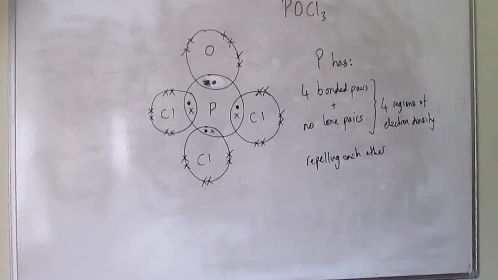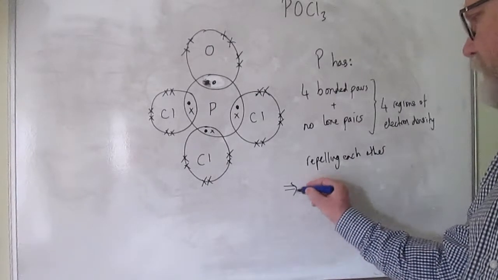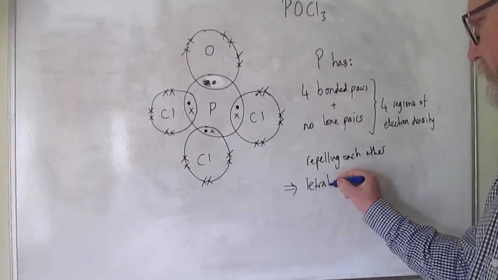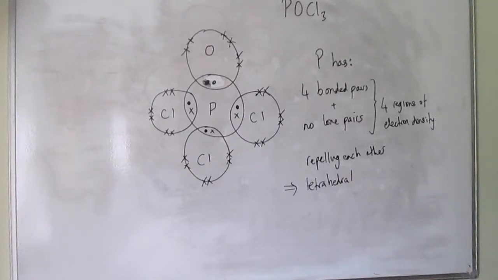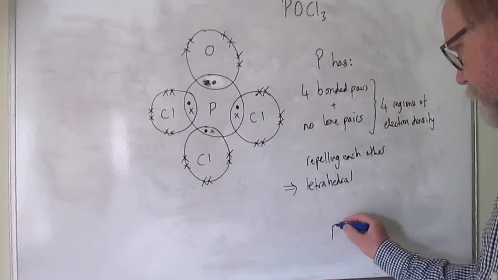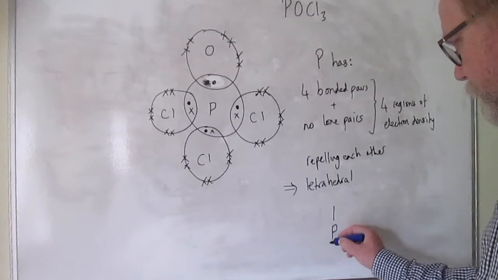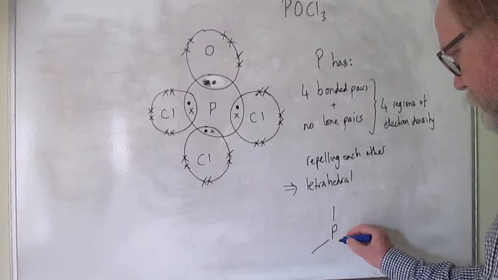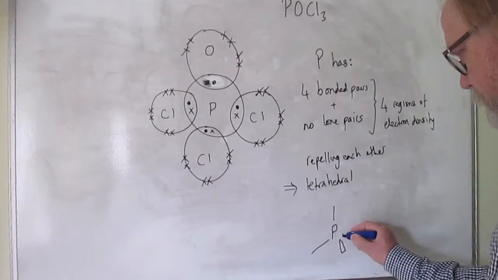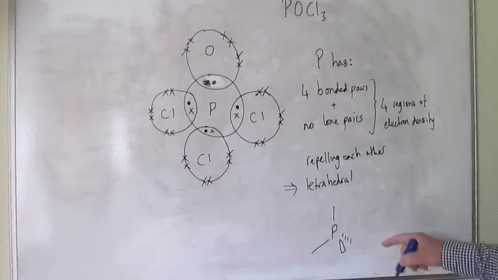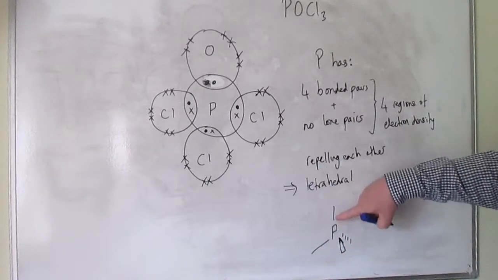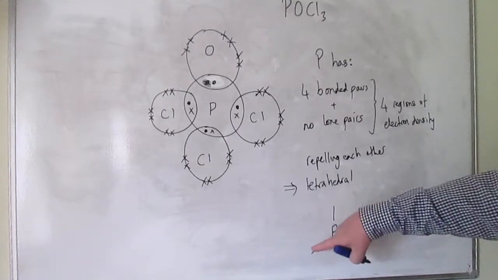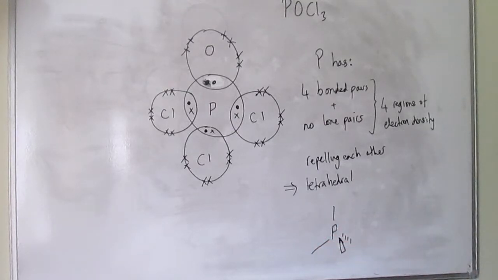So what's the shape if you have 4 regions of electron density? Well, the answer is that you get a tetrahedral molecule. And a tetrahedron is drawn like this. So you put the phosphorus in the middle, you have 1 bond going up, 1 bond going across there, and 2 bonds going like that. So all 3 of these are angled somewhat downwards relative to that to make the point that this angle is bigger than 90 degrees. So that's the shape of your tetrahedron.